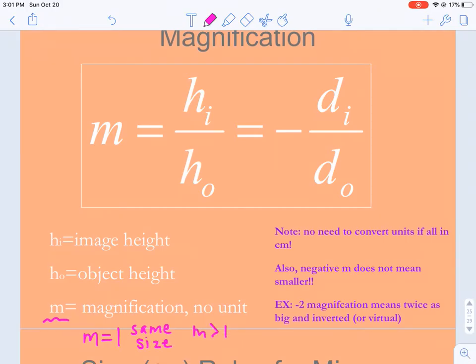If M is greater than 1, then the image is bigger, or the image is magnified, we could say. If M is less than 1, then the image is smaller, like a convex mirror, for example. Let's say that the M is 2. That means the image is twice as big as the object. Let's say the M is 0.5. That means the image is half as big as the object.